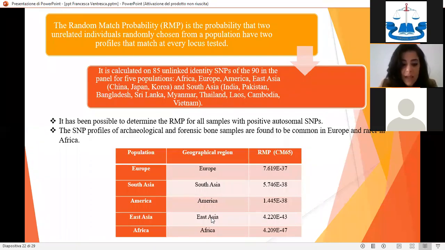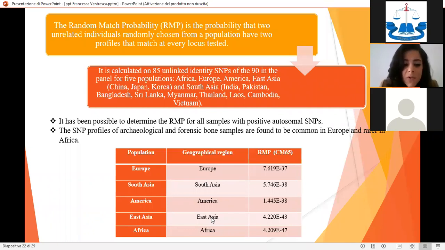Results obtained from this kind of analysis also allow us to calculate the random match probability. The random match probability is the probability that 2 unrelated individuals randomly chosen from a population have 2 profiles that match at every locus tested. It's calculated on 85 unlinked identity SNPs of the 90 in the panel for 5 populations: Africa, Europe, America, East Asia, that includes China, Japan, Korea, and South Asia, that includes India, Pakistan, Bangladesh, Sri Lanka, Myanmar, Thailand, Laos, Cambodia, and Vietnam.